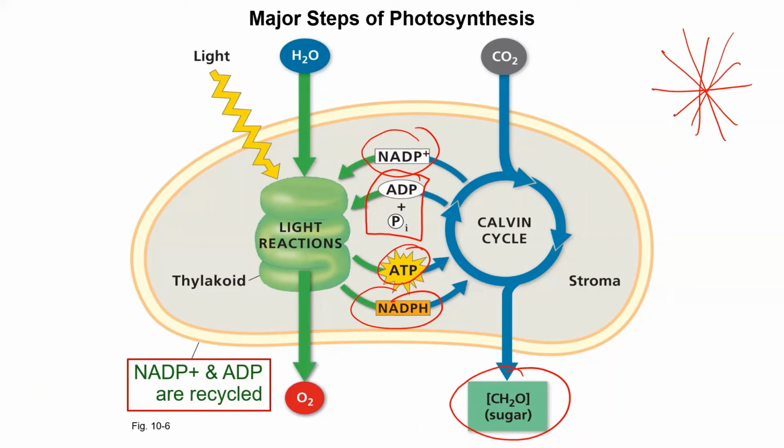So there's a note that says the NADP+ and ADP are recycled. So they're not part of the overall reaction of photosynthesis because they're recycled. But they are part of both the light reactions and the Calvin cycle. They're intermediates that are short-lived. And sugar is made from light.